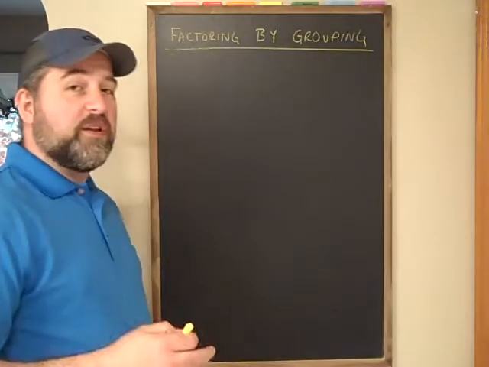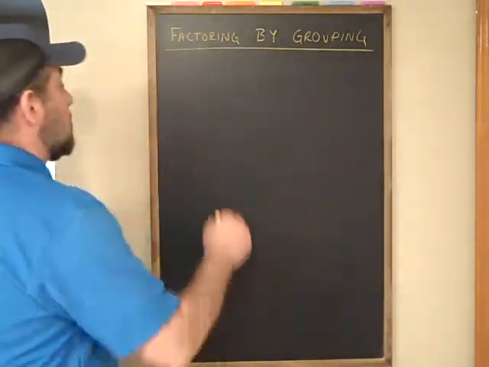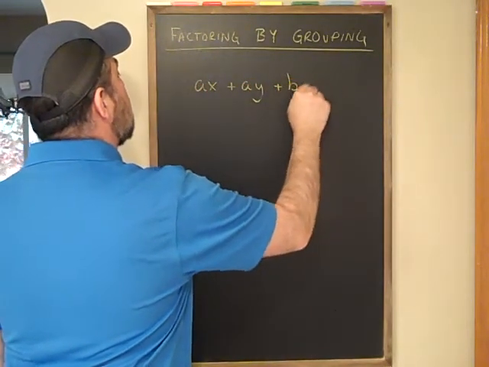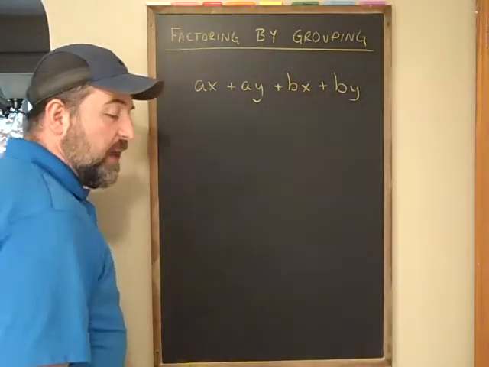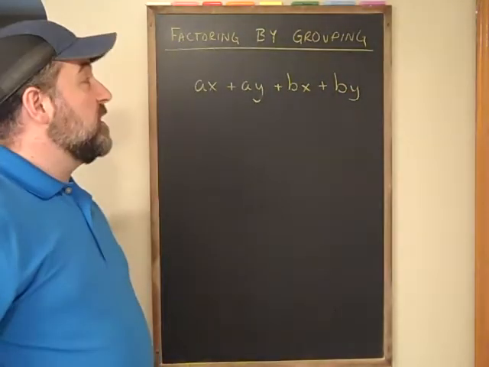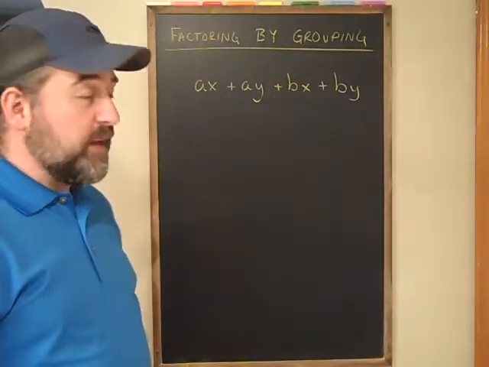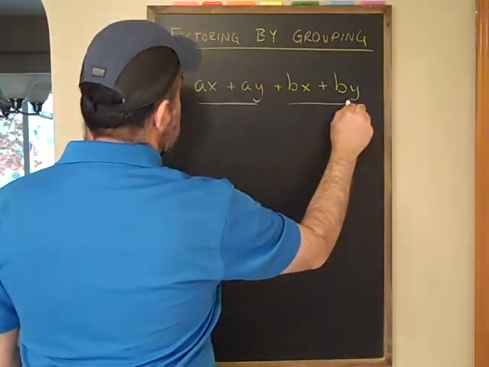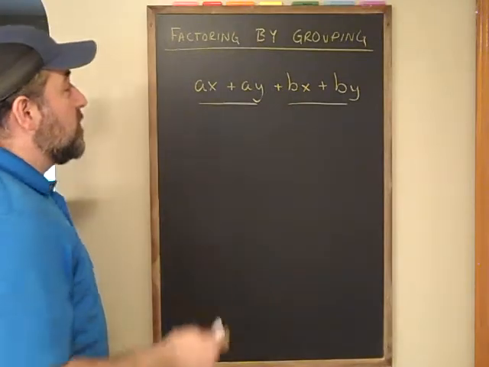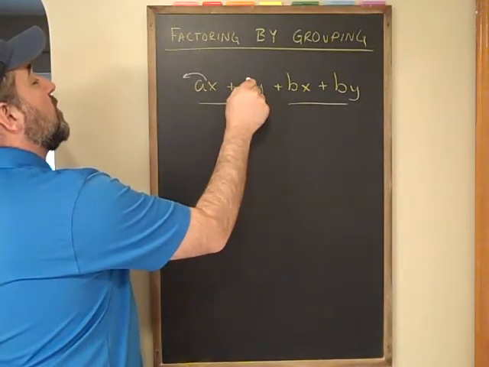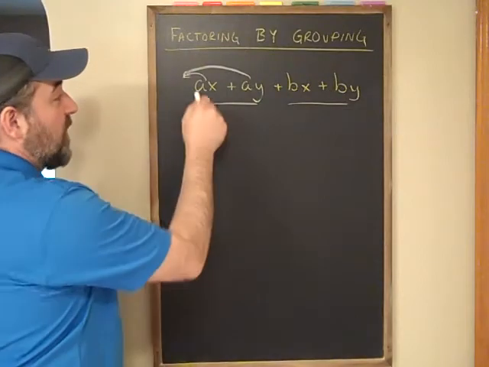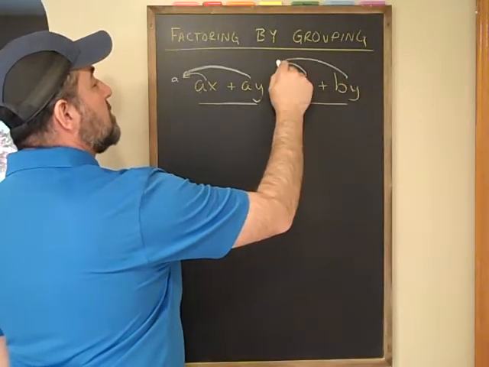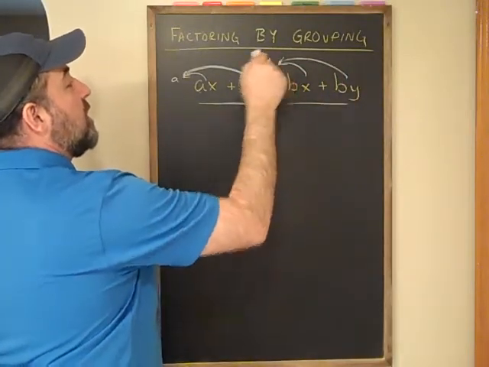So this is for factoring four-term polynomials. So we're going to be factoring ax plus ay plus bx plus by. Now, to factor this, what we're going to be doing is grouping. And what we're going to group is the first two terms and the last two terms. Now, if you look at the way we've grouped this, if we notice in the first two terms, we can factor out an a. So we're going to factor out an a. And in the last two terms, we can factor out of both of those a b.